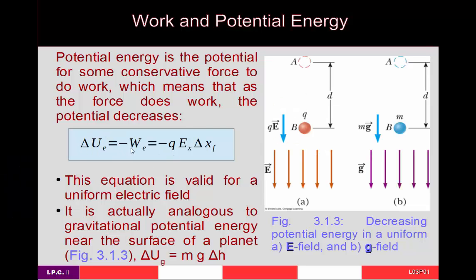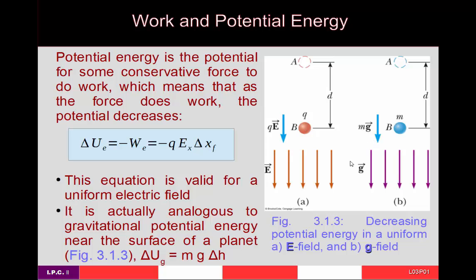Now, this equation right here, delta U is equal to negative W_E, is in general valid. This side of the equation, however, is generally more valid in the specific case where you have a uniform electric field. And we can see this by analogy to the potential energy due to gravity that we've already explored in the Physics 1 courses. Here you have the case of gravity. Here you have the case of electric potential. We move from point A in this case or this case to point B in this case or this case.